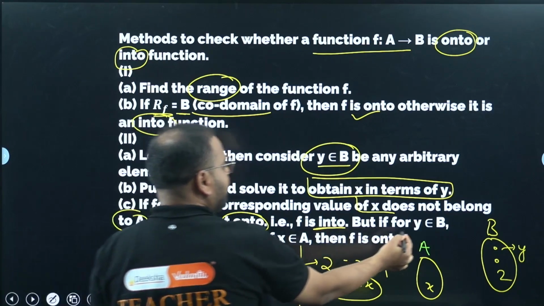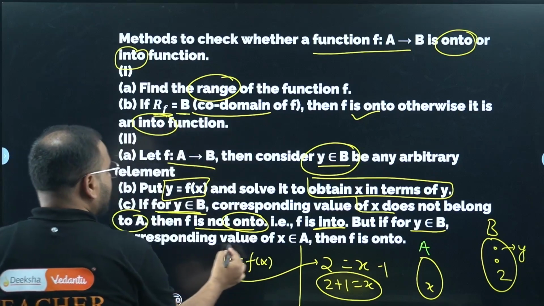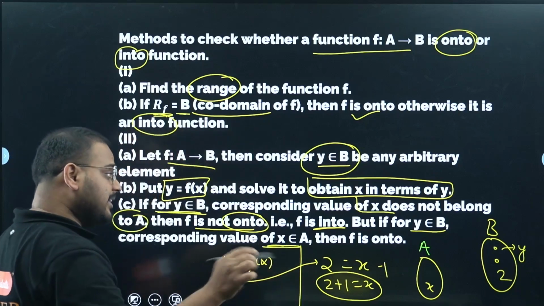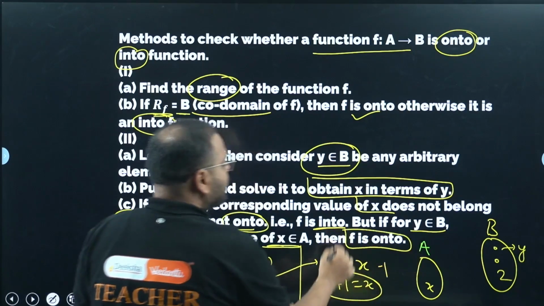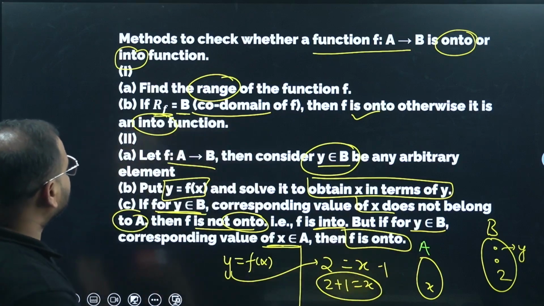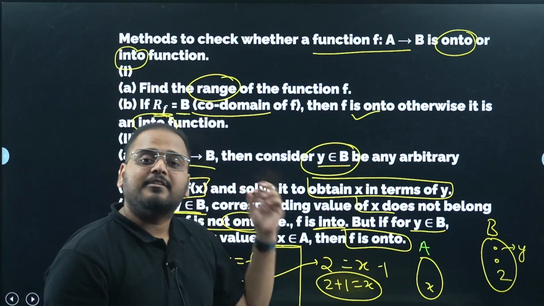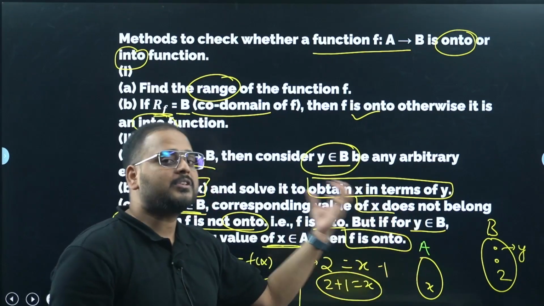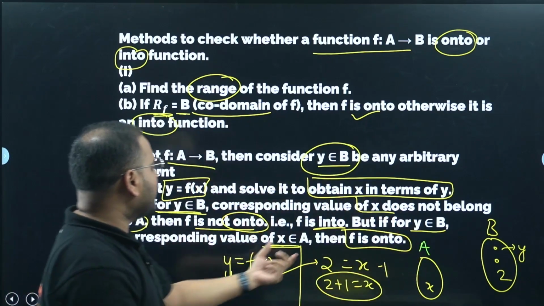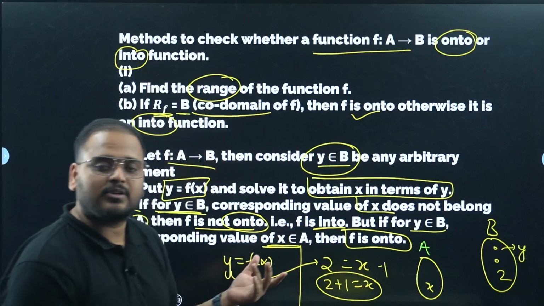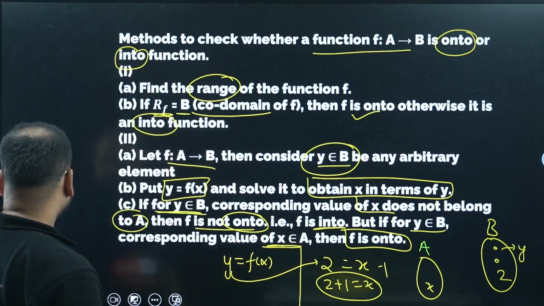But if for y belonging to B, the corresponding x belonging to A is there, then f is onto. First method: range and codomain are equal. Second method: take a value of y from the codomain and solve it. If x is there, then onto; if x is not there, into.